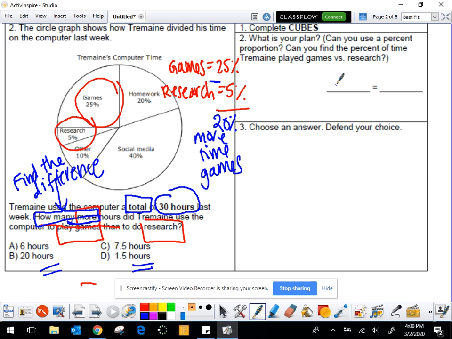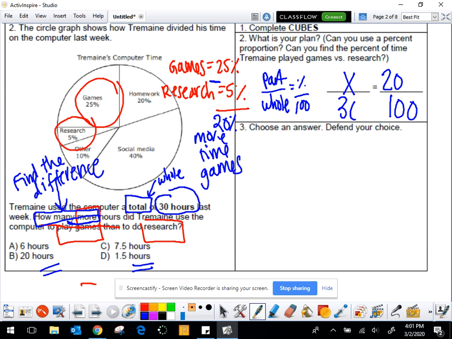So let's set up our percent proportion. We know part over whole equals percent over 100. We don't know the part. We know he spends 20% more of his time on video games out of 100. And in total, so the whole, the total or your whole is 30 hours. To solve this, we need to cross multiply and divide.